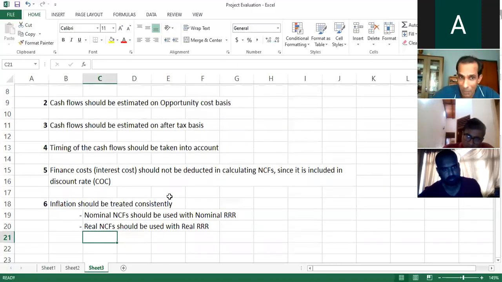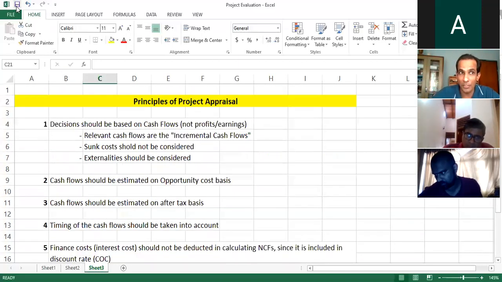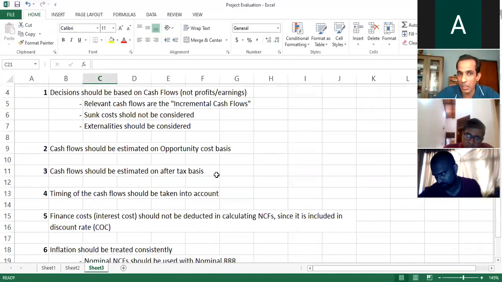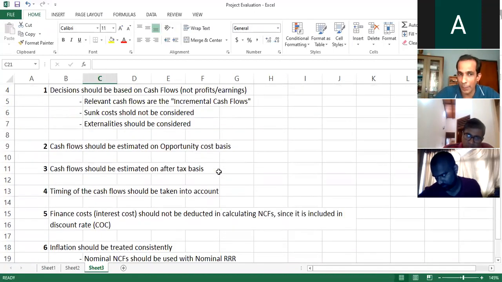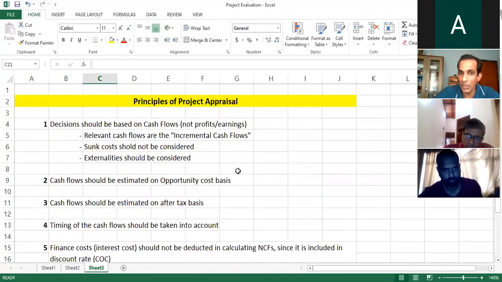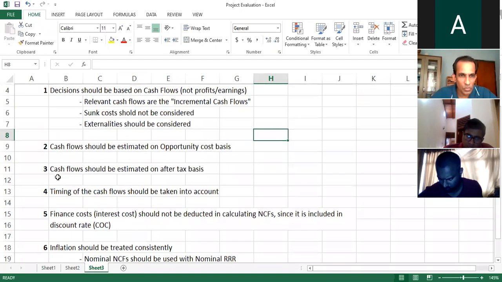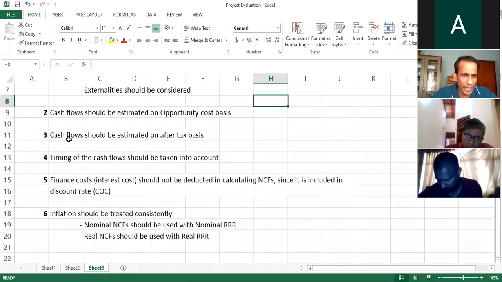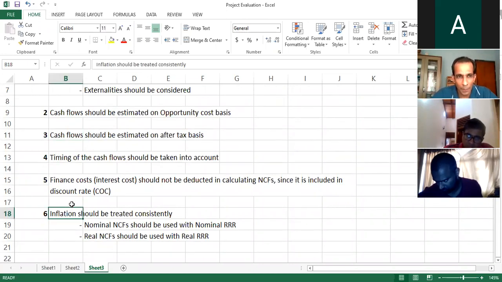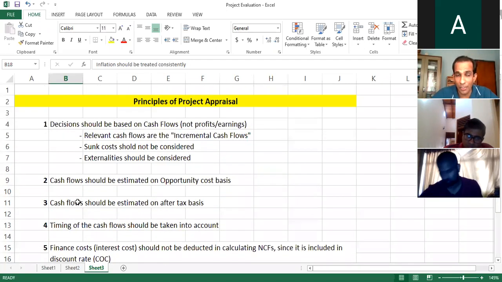So these are the key principles of project appraisal, right? When a company is evaluating a capital investment, these are the key points that should be considered, right? As I mentioned earlier, most of these points we have already used in previous calculations. The only things are that after tax we also did some calculation, and inflation. So the effect of tax and the effect of inflation on project evaluation, those two points.